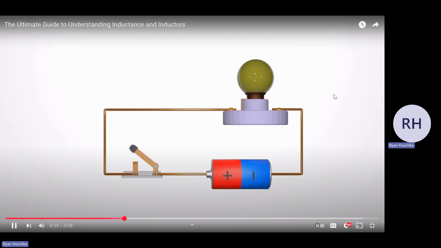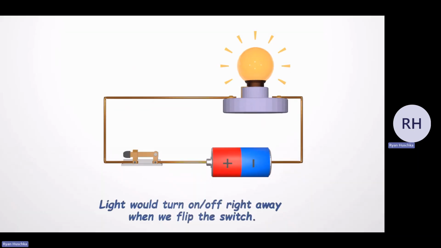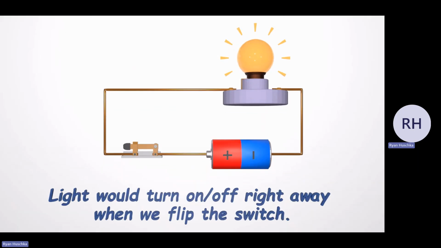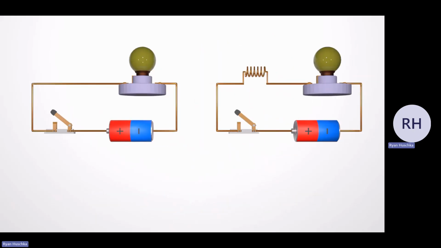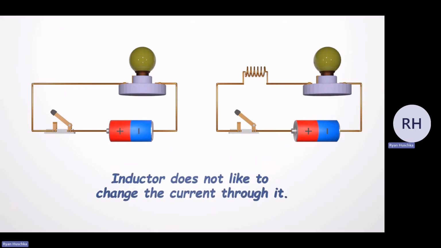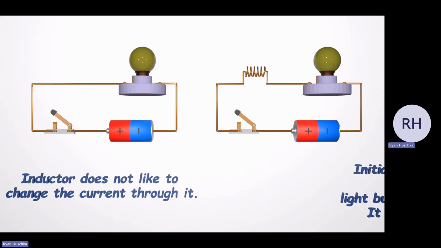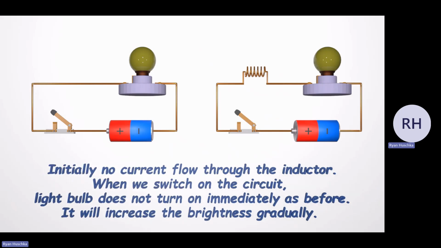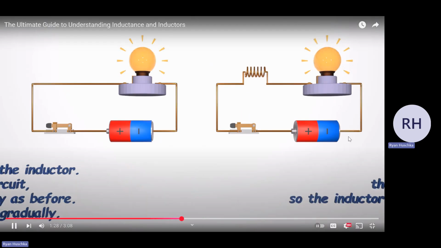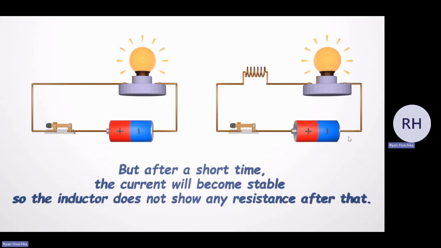Here we have a simple circuit. If we turn on the switch, the light bulb will turn on instantaneously. Let's connect an inductor in series to this circuit. We know the inductor does not like to change the current through it. Initially, no current flows through the inductor. When we switch on the circuit, the light bulb does not turn on immediately as before. It will increase the brightness gradually. But after a short time, the current will become stable, so the inductor does not show any resistance after that.